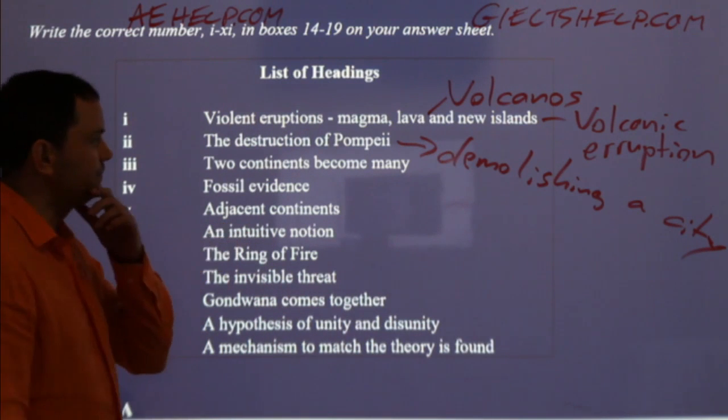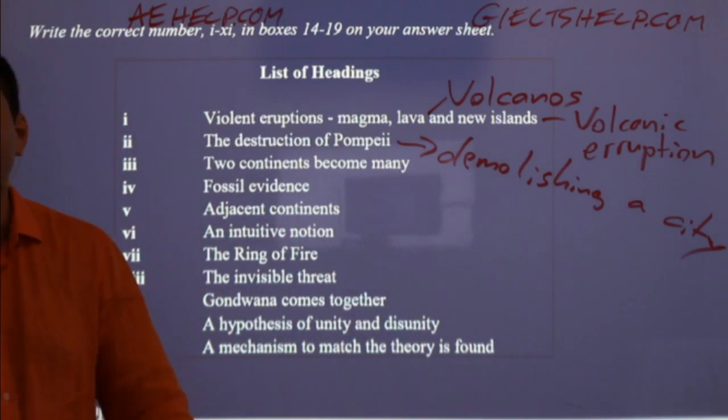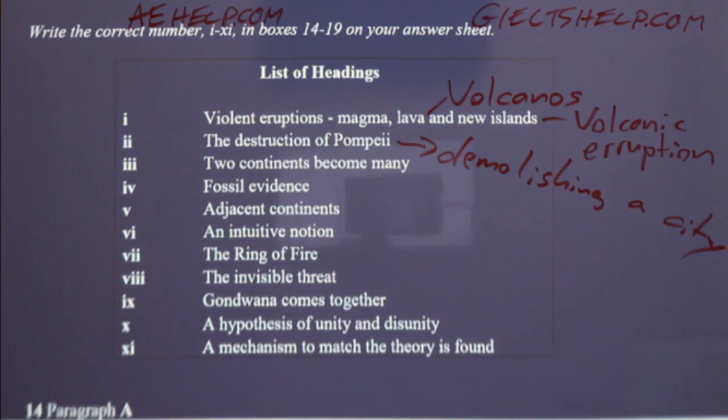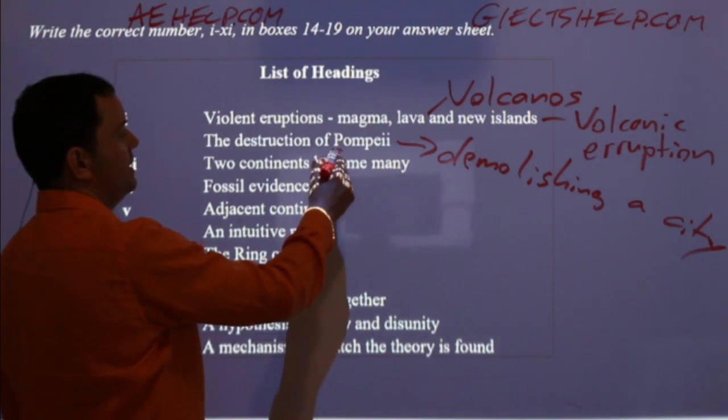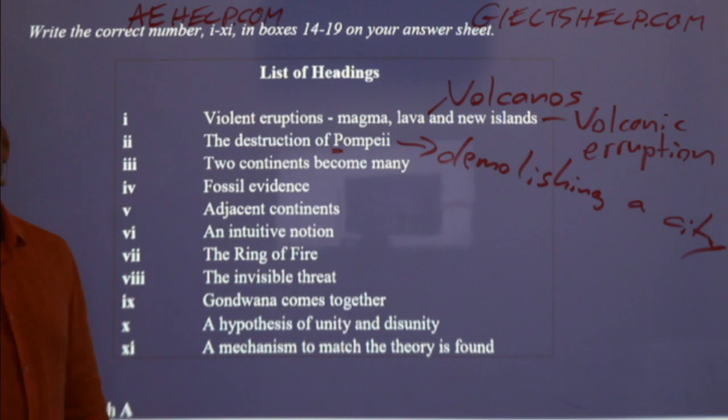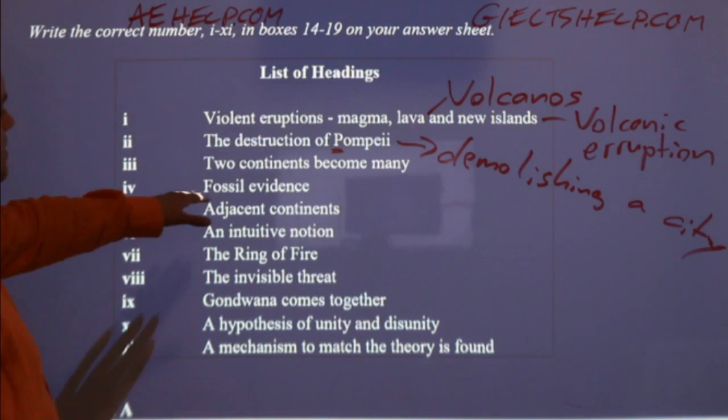All right. Good, Neil. You came up with the word demolish, as I did. Pompeii, the capital P gives you a hint that it's going to be a city or a country or something. Okay? All right. Two continents become many.